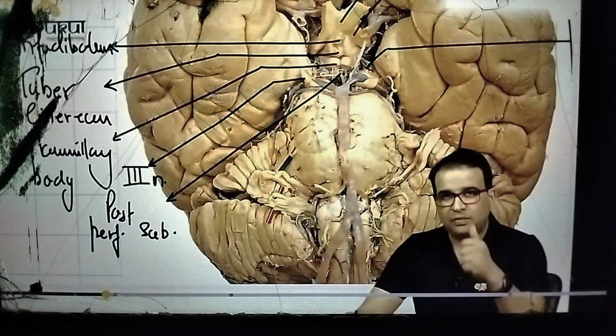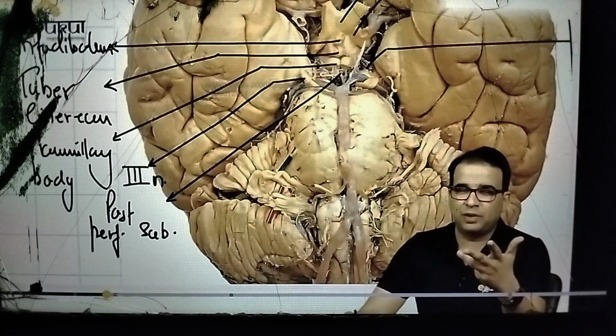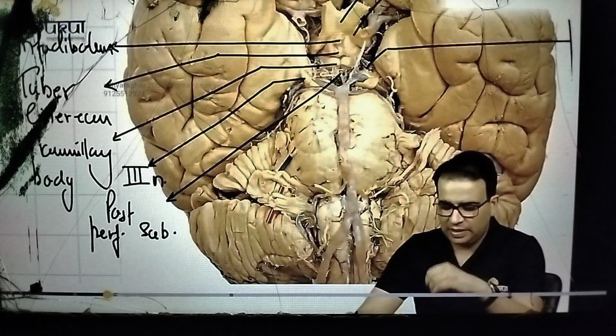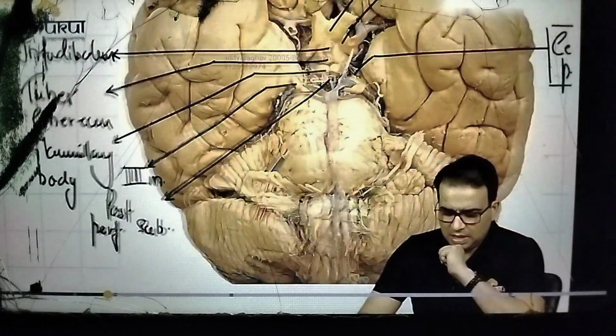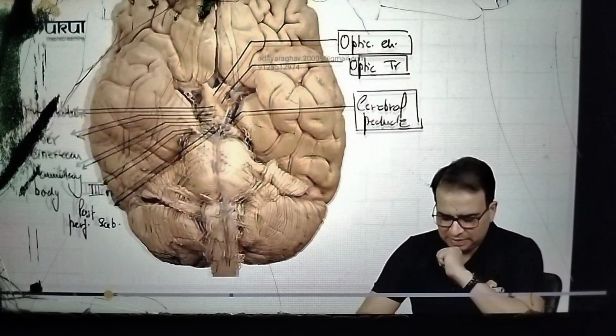So infundibulum, tuber cinereum, mammillary bodies, posterior perforating substance, and remember third nerve. These are the contents of interpeduncular fossa. So guys, this is about the ventral aspect of the brainstem here. Just a few more things to mark here.